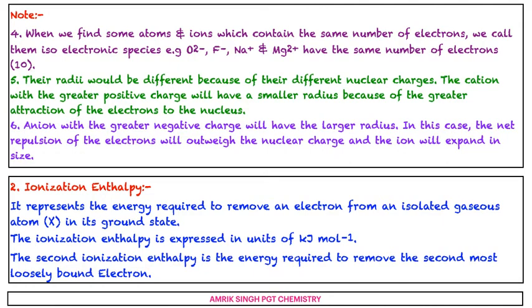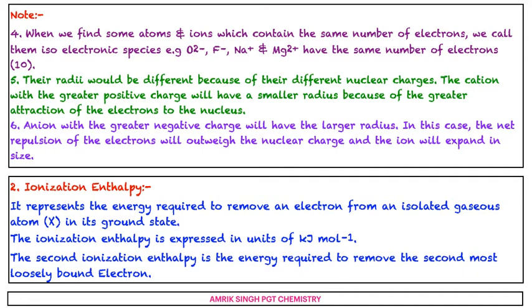When we find atoms and ions which contain the same number of electrons, we call them isoelectronic species. Isoelectronic means the same number of electrons. Oxygen has atomic number 8, but here is O2 negative, 2 electrons are added, 8 plus 2 is 10. Fluorine has atomic number 9, but with 1 negative charge, the electron number is 10. Sodium has atomic number 11, but with 1 positive charge, the number of electrons is 10. Mg2 positive, atomic number 12, with 2 positive charge, has 10 electrons. They have the same number of electrons, 10, therefore these species are called isoelectronic species.